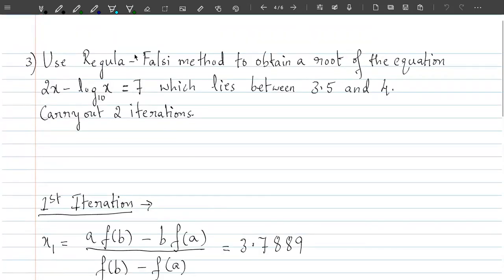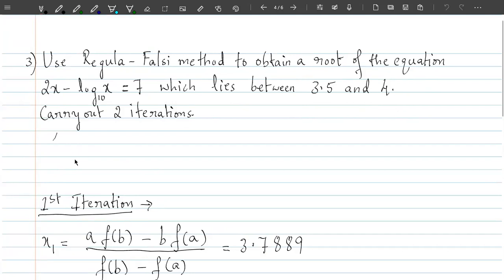Next problem. Use the regular falsi method to obtain a root of the equation 2x minus log x with base 10 equal to 7, which lies between 3.5 and 4, and carry out 2 iterations. So what they have clearly told here is the interval is already given, and using this interval itself, you can immediately perform the first iteration.